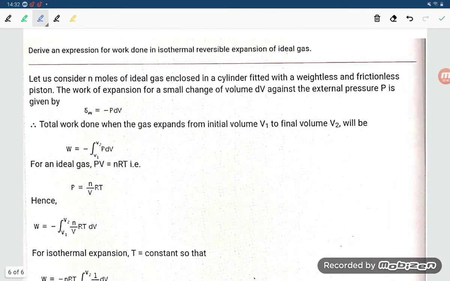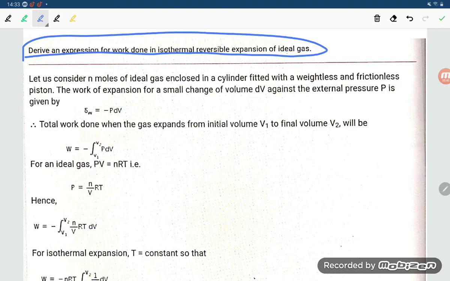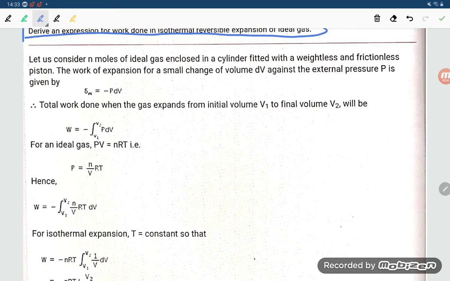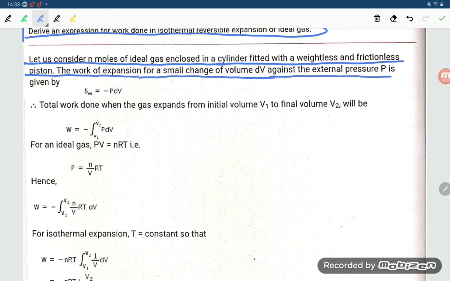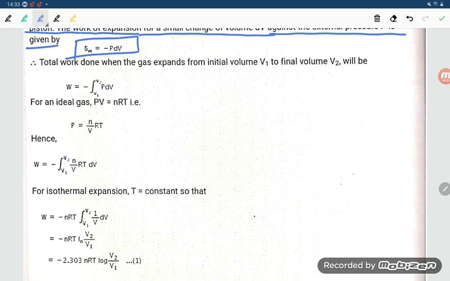There is the same question again asked. Derive the expression for work done in reversible expansion of ideal gas. Let us consider n mole of ideal gas enclosed in a cylinder fitted with a weightless and frictionless piston. The work of the expansion for a small change of volume dV against the external pressure P is given by dW is equal to minus P dV. So total work done when the gas expands from the initial to final volume, so W is equal to what?